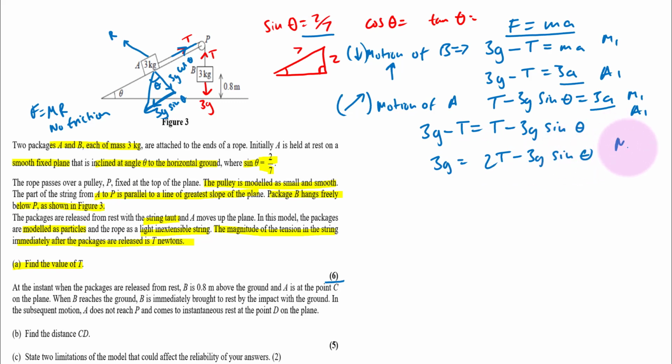And this should almost earn us our method marks. And obviously plus the 3g sine theta over. So we've got 3g plus 3g sine theta, we know sine theta is 2/7, equals 2T, and from there we can use our calculator, and T is going to equal 18.9 newtons for your answer mark. That is a 6 out of 6 that I believe we can all get.